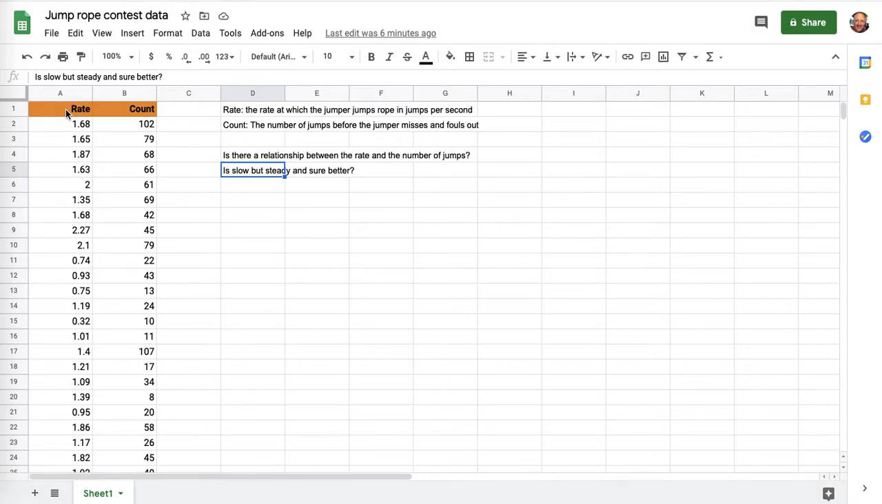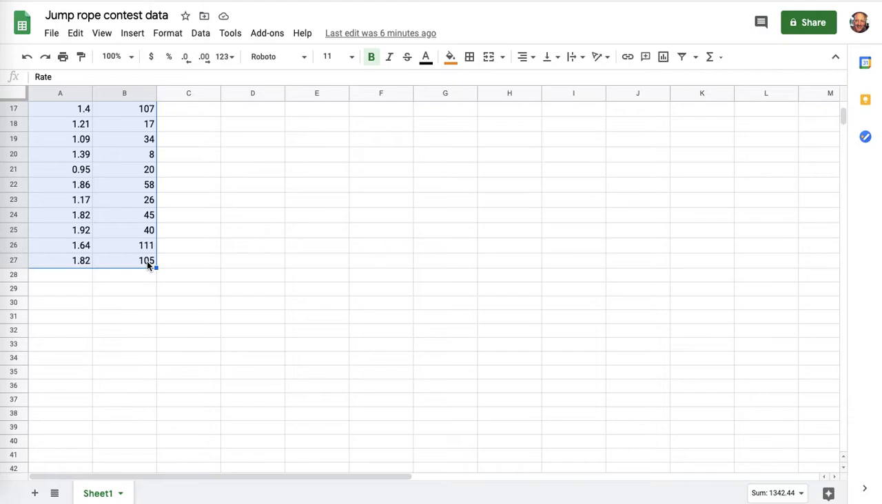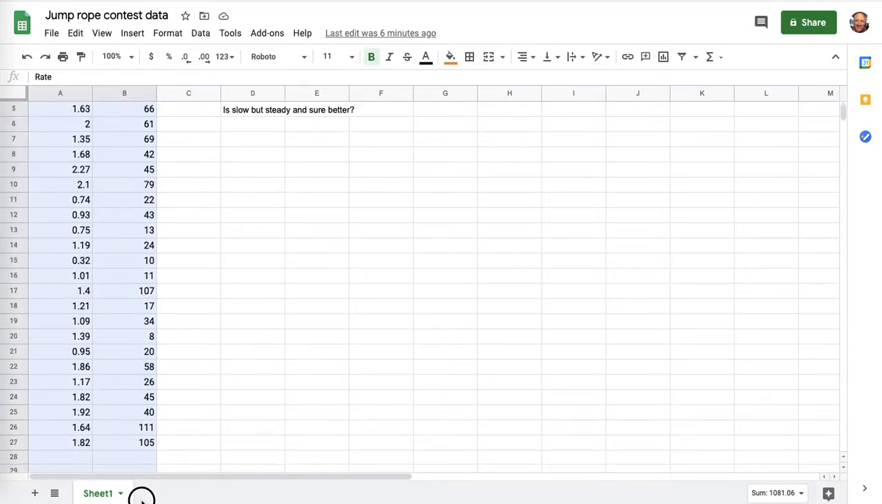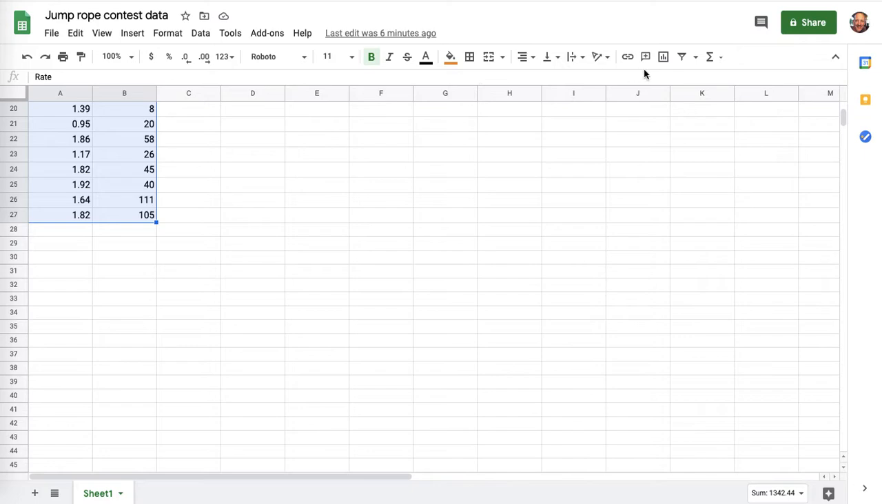Well, a statistician's first thing, if you want to see whether there's a relationship between two data sets, between two samples, such as these, is to look at the paired data. This is the rate. This is how many jumps the jumper made. The jumper in row two here jumped at 1.68 jumps per second, and they jumped a total of 102 times. So I'm going to take that data, select it, insert a chart.